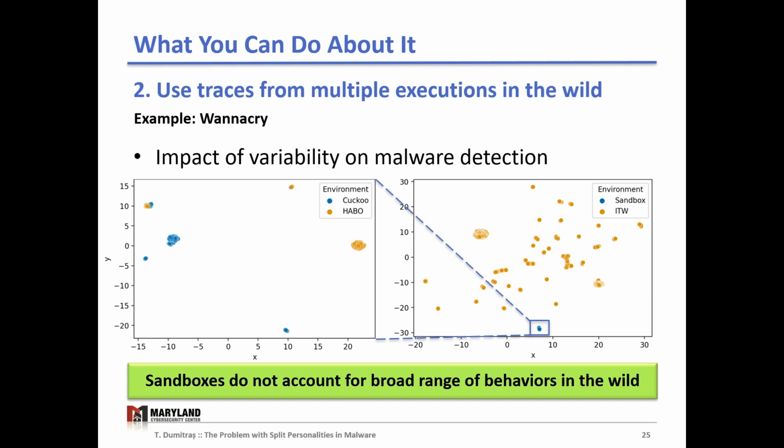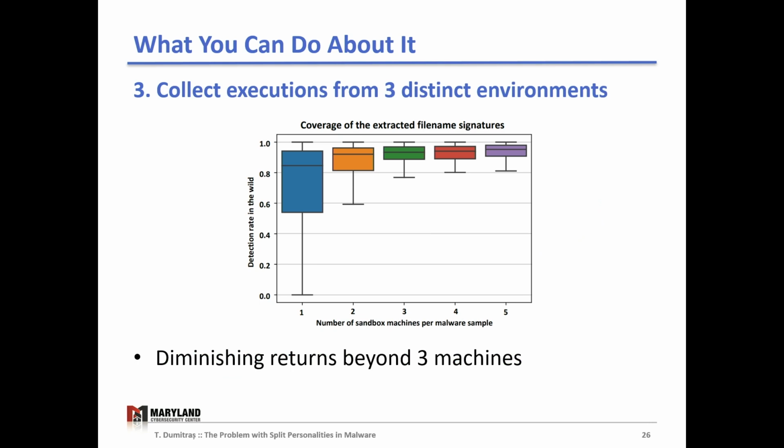It seems that models based on one sandbox tend to generalize well to another sandbox, but very poorly to behaviors observed in the wild. For this reason, my advice is to use multiple traces from executions in the wild to create these rules. Now, you may be wondering, just how many different environments? It seems that 3 is a pretty good number. After 3, we observe diminishing returns. And this is actually good news, because it suggests that there isn't an infinite number of environments where the behavior will differ.